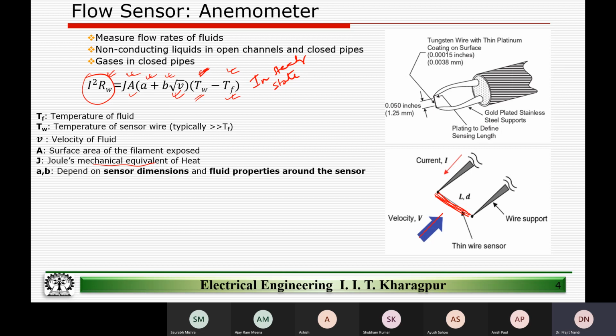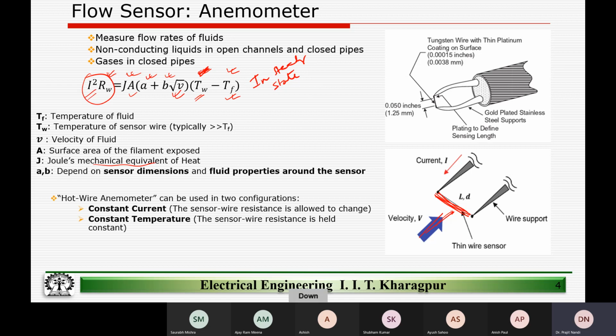If the velocity increases, to achieve the same temperature, we would need a higher current. It kind of makes sense, right? If the fluid velocity is increasing, and we want the temperature of the wire TW to settle to a certain fixed value, then for a higher value of velocity V, the current that needs to flow in the wire has to be higher. It kind of makes sense.